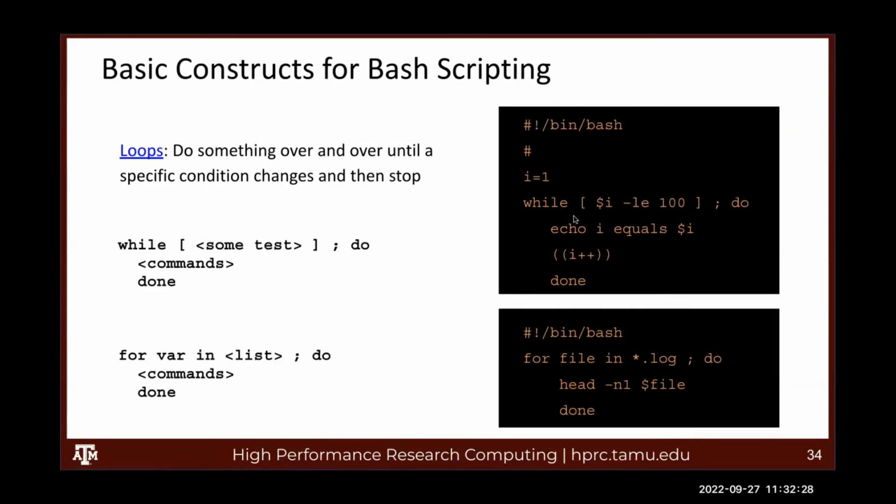The while loop, when you're doing some test, once again, make sure you watch the spacing after these brackets, or it could cause some errors. In this script up here for the while loop, we initially assign i to 1, and then it says while i is less than 100, do print i equals the variable i, and then double parentheses i++ will tell it to add 1 to i every time it goes through this loop. So this will just increase i by 1 every time it goes through the loop until it is greater than 100, and then it will stop the loop. So, a basic while loop example.